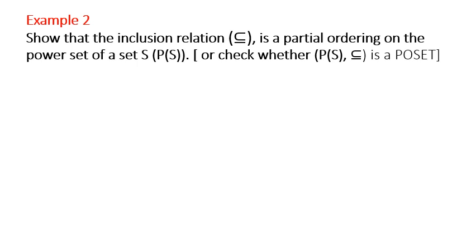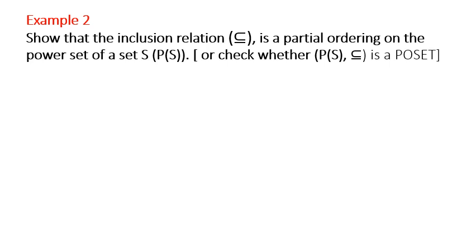Next, example 2. Show that the inclusion relation is a partial ordering on the power set of a set S, P of S, or check whether P of S with inclusion is a poset. What does this mean? P of S is a power set. Power set means if we take a set S, then the set containing all the subsets of S is known as the power set. Okay, so inclusion is the relation there.